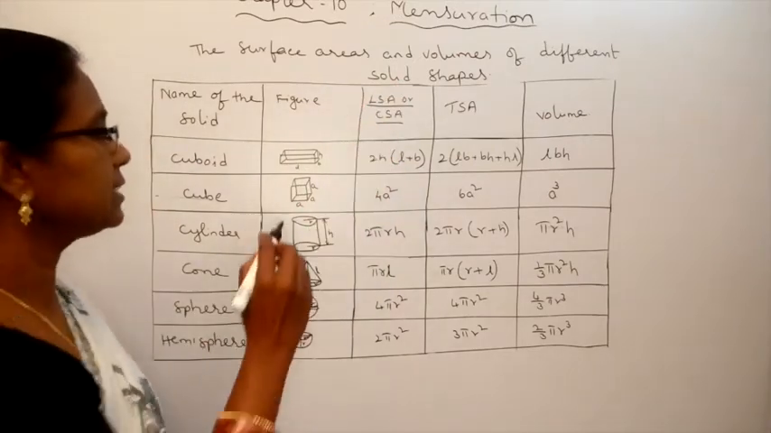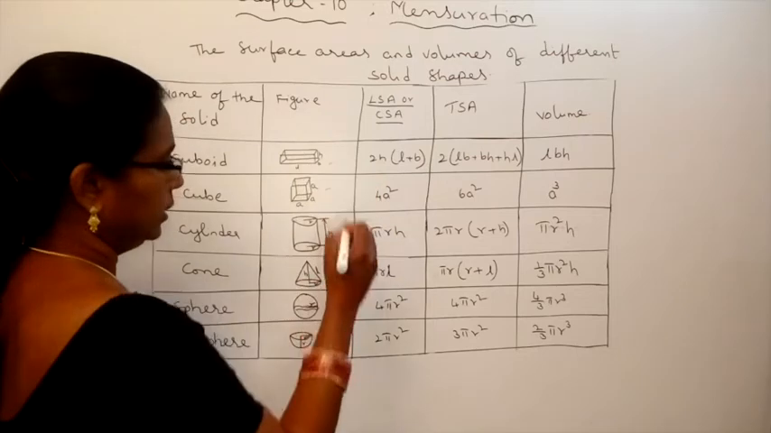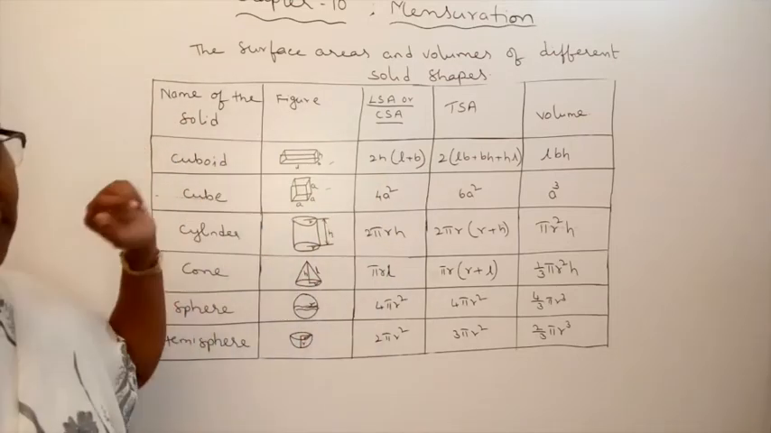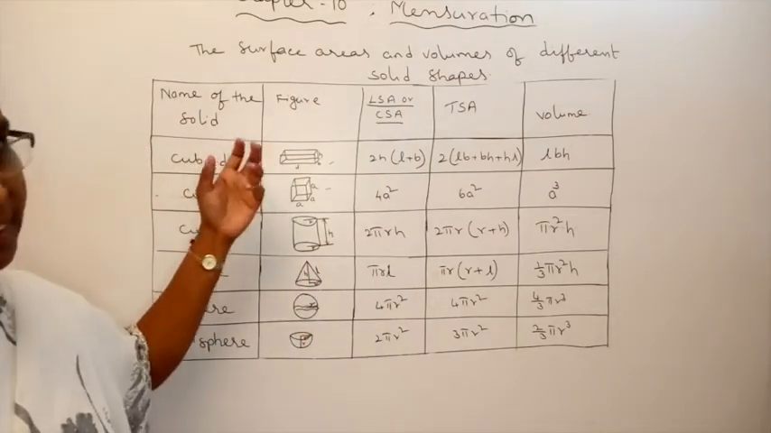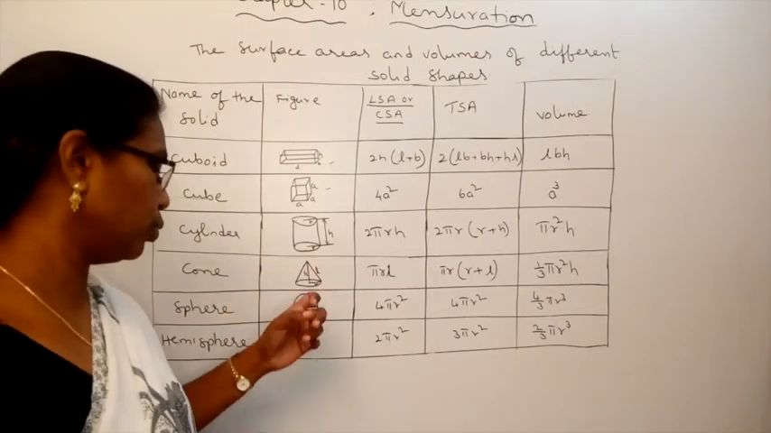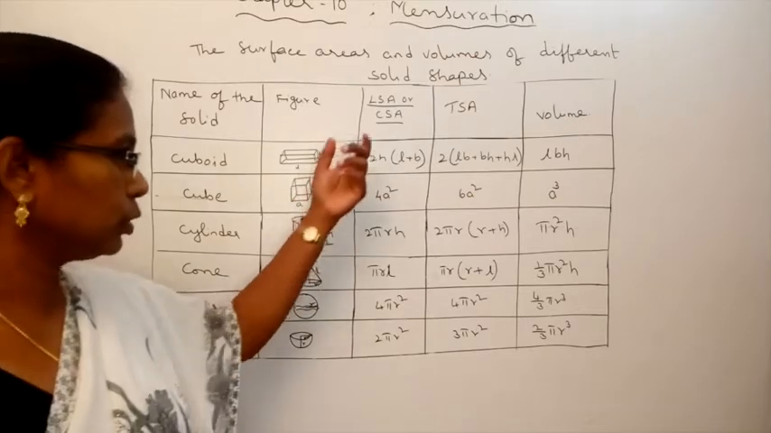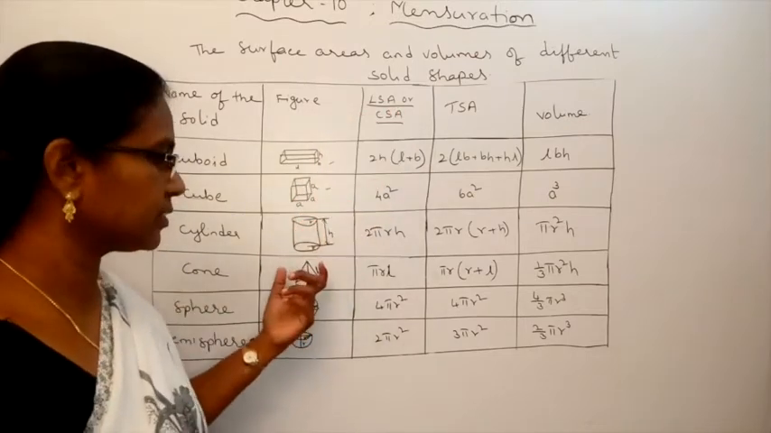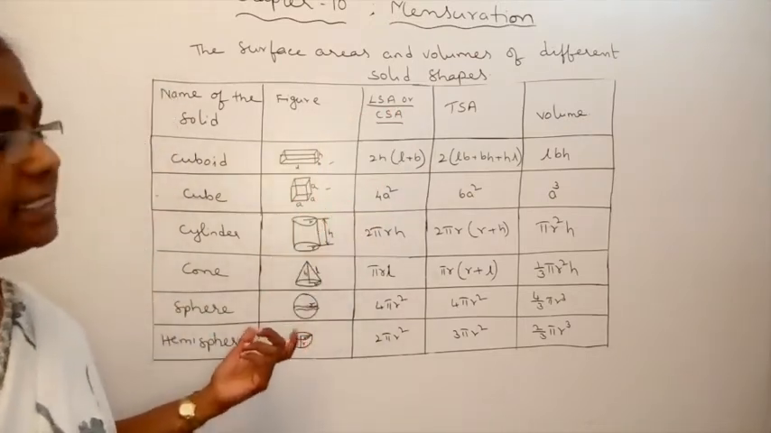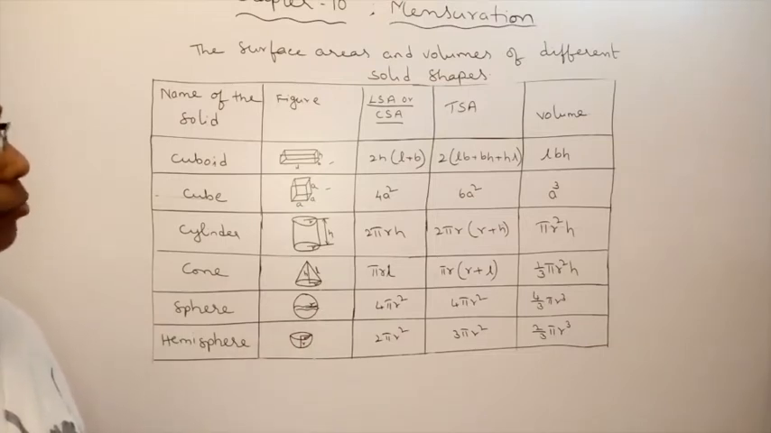Now LSA is for cube and cuboid because these two are plane surface solids. All faces are plane. But cylinder, cone, sphere and hemisphere all come under curved surfaces. Then we call the surface areas for these four solids CSA and TSA, and then volume.